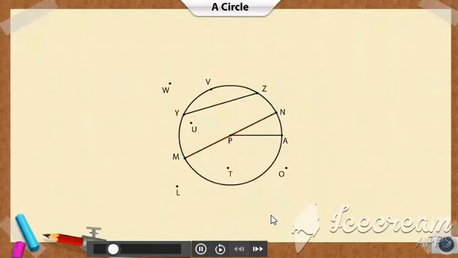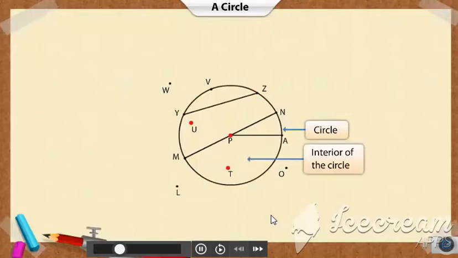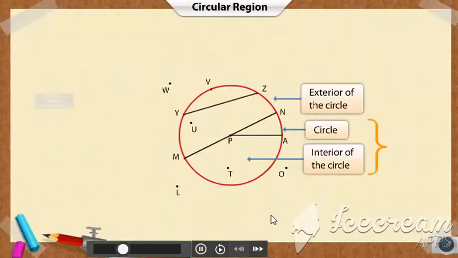Now, let's consider these points that lie in the plane of the circle. Here we can say that points N, Y, V, Z, M and A lie on the circle. Points P, T and U lie in the interior of the circle. And points W, L and O lie in the exterior of the circle. The circle and its interior together make up what is known as the circular region.